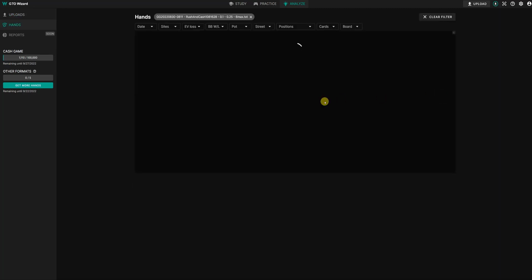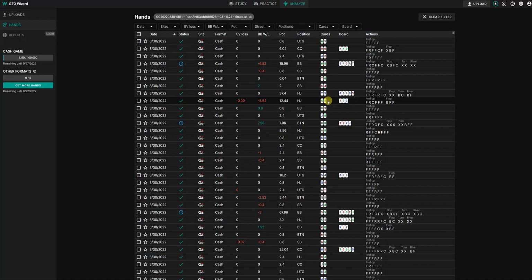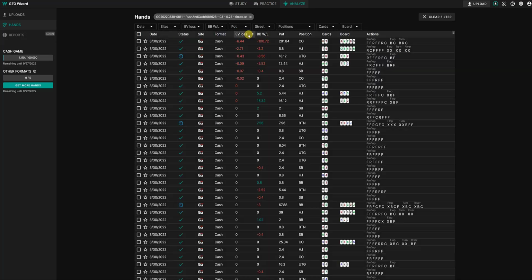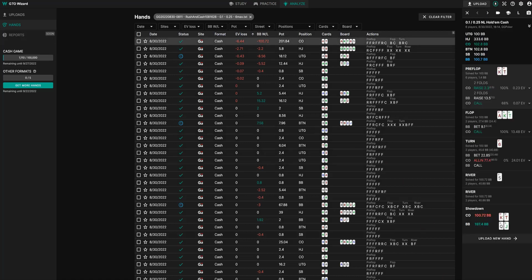Click on view, and then you'll get all the hands that were played, and it'll give you a ton of information: position, cards, the board, and the action, but more importantly, the EV loss. So if you filter on that, we can see that one here where I lost 6.44 EV. So let's have a look at that hand. Yes, I think I butchered this hand.